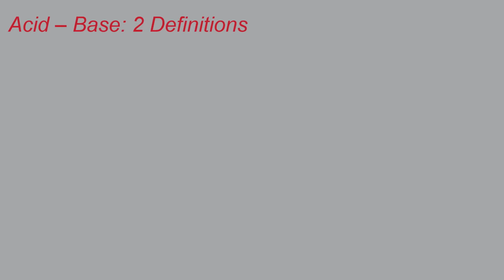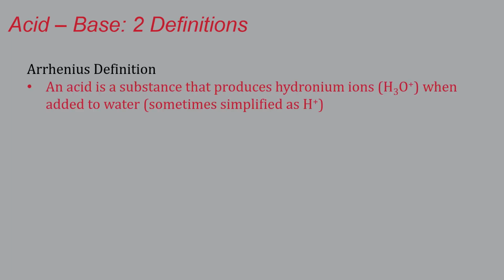In this class we talk about two definitions of acids and bases, and they are the older Arrhenius definition, put forth by a chemist by the name of Svante Arrhenius, whose name is just really fun to say, Svante. He defined an acid as a substance that produces hydronium ions, H3O+. These will become your friends over the next couple of semesters. When added to water. Now this hydronium is sometimes simplified as merely a proton, H+.